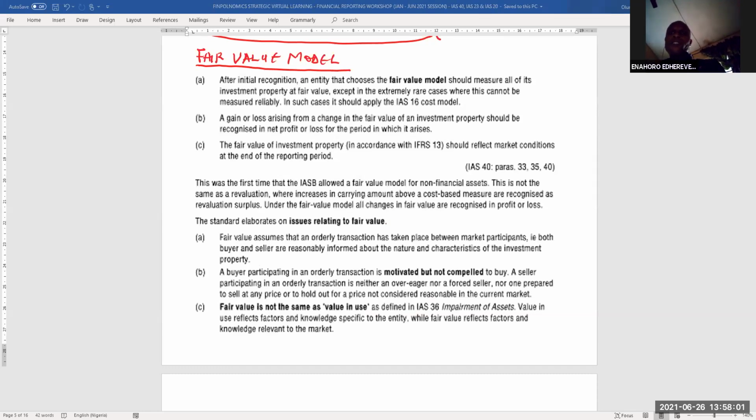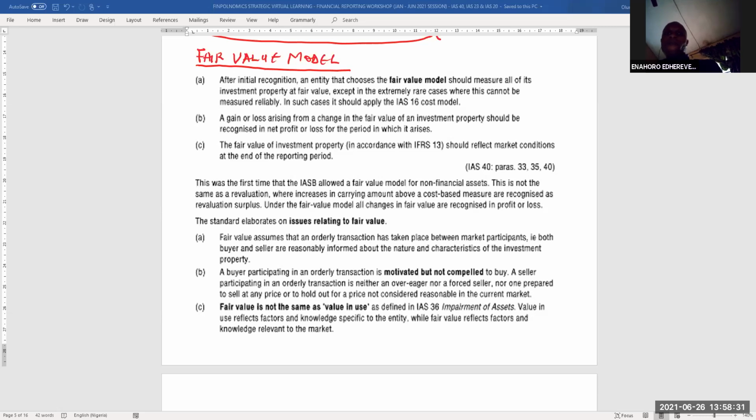Fair value model. After initial recognition, an entity that chooses the fair value model should measure all of its investment property at fair value, except in the extremely rare cases where this cannot be measured reliably. In such cases, it should apply the IAS 16 cost model. A gain or loss arising from a change in the fair value of an investment property should be recognized in net profit or loss for the period in which it arises.